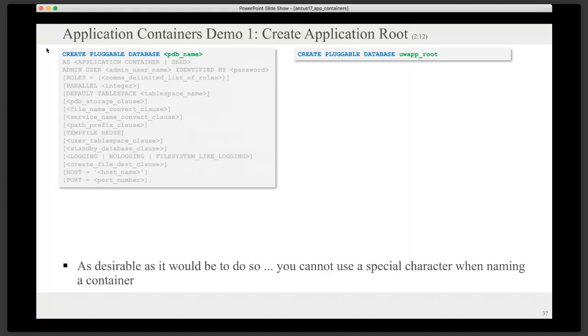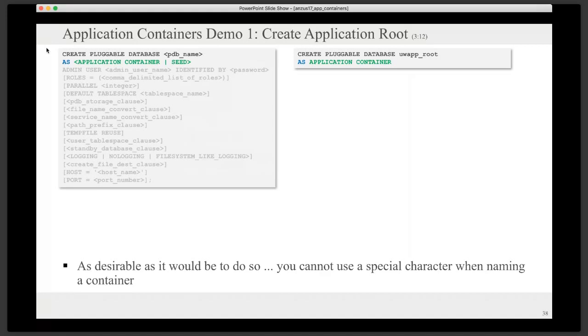If you look at the Oracle Docs, CREATE PLUGGABLE DATABASE, and it's like, well, what's the name of the pluggable database you want to create? I'm calling mine UW App Root. UW because I taught at the University of Washington, and all my demos are still based on that naming convention. It keeps it consistent. But the important part here is App Root. It's my application root. Next slide.